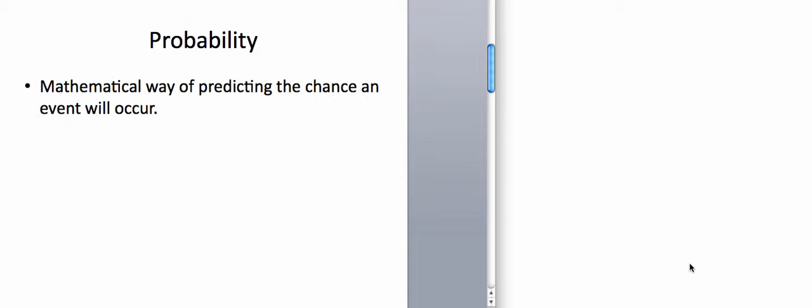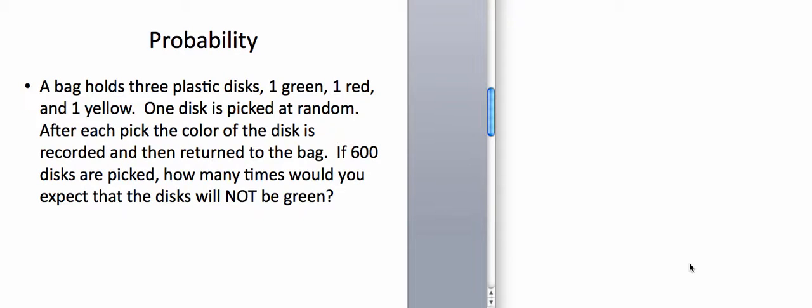We're going to talk about 3 different types of probability. Probability is the mathematical way of predicting the chance an event will occur. The first type of probability we're going to talk about is chance probability, meaning everything has an equal opportunity to happen. So it's all based off of fractions.